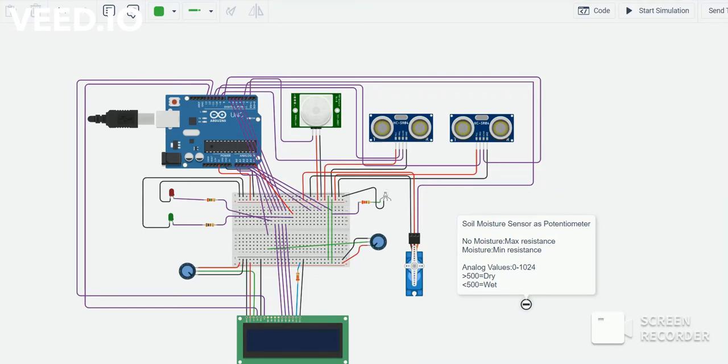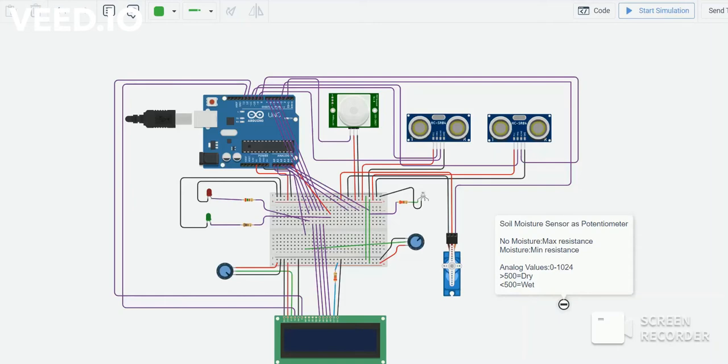We use the potentiometer as a moisture sensor here because we are segregating the waste based on resistance. If the resistance is above 500, then it will be considered as dry waste, and if it is less than 500, then it will be considered as wet waste. The more the resistance, the drier the waste; the less the resistance, the wetter the waste. Depending on the waste, the servo motor rotates and the waste is put in the respective bins.